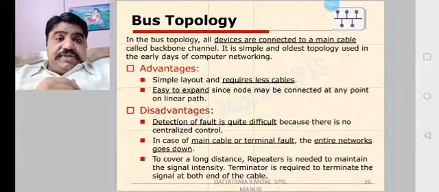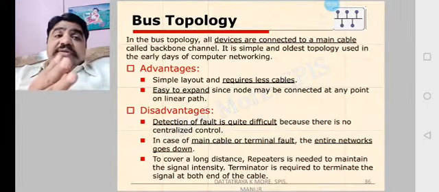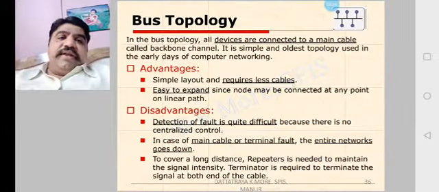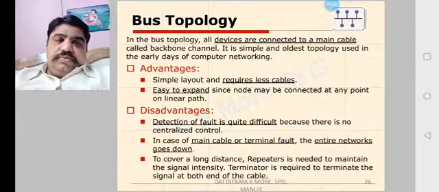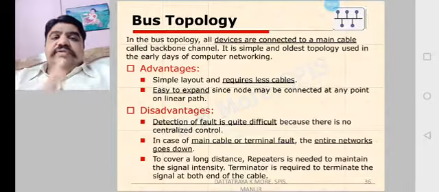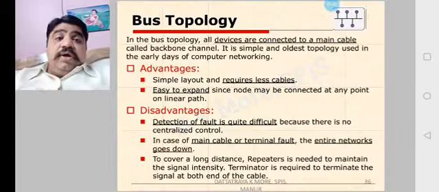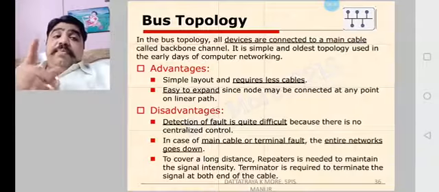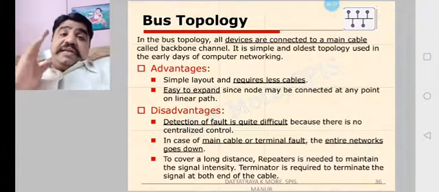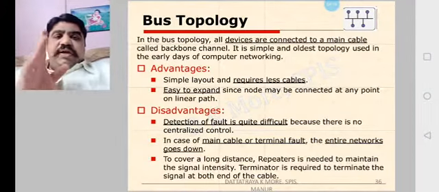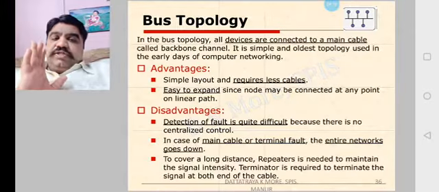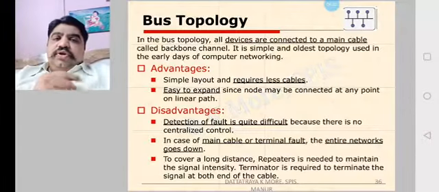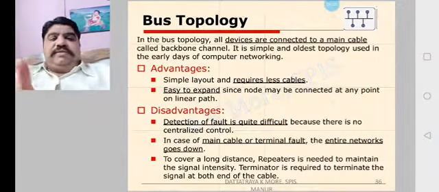Let us see some advantages. Simple layout, and it requires fewer cables, because one very big cable is required and then short cables for the other devices. So it's a very simple layout, requires very little cable, and is not that costly. Then it is easy to expand, since a node may be connected at any point of the linear path. Anywhere you can connect the node. It is very simple, because the main connection is there, and on that main connection you just attach the new node or device.